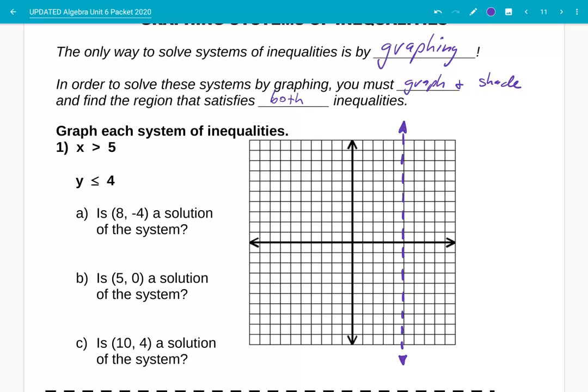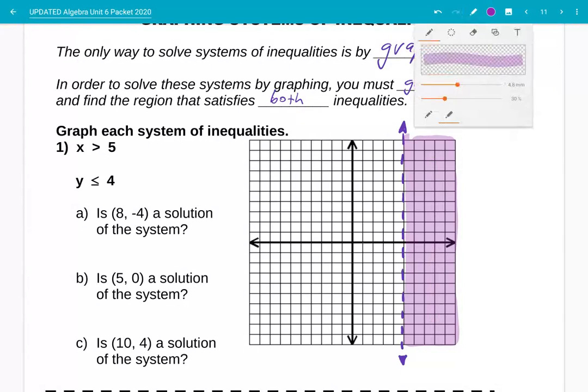Okay, there's that one. And which way are we going to shade? For a vertical line, shade in the direction that the inequality is pointing. So we're going to shade to the right. I'm going to get a highlighter and use this light purple and shade it to the right over here. So this is my solution set: everything to the right of the dashed line, that doesn't include the dashed line.